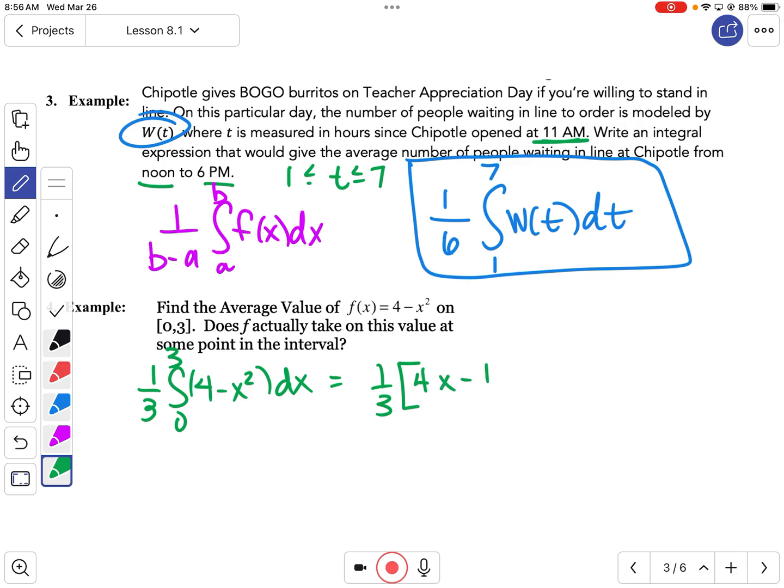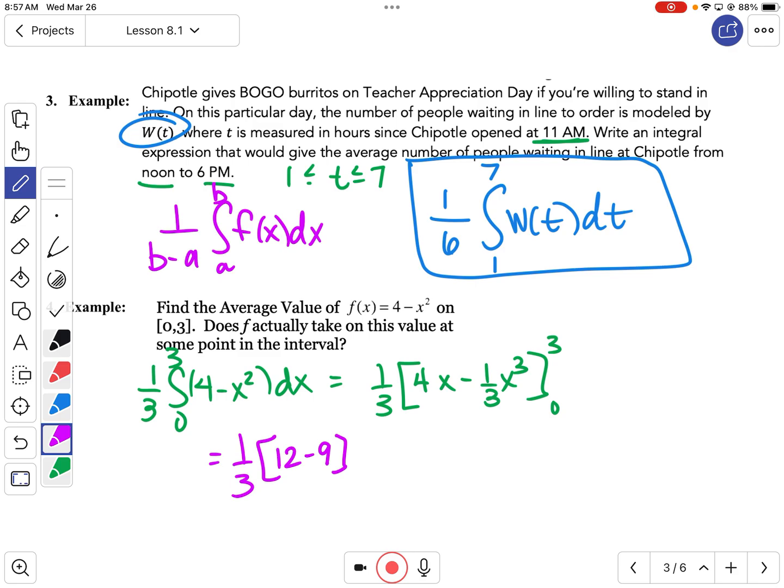4x minus 1/3 x cubed. Good. And we're going to evaluate it from 0 to 3. Okay, so if we plug in the 3, I'd get 1/3 times 12 minus 3 cubed, which is 27, divided by 3 would be 9. What about if I plug in a 0?